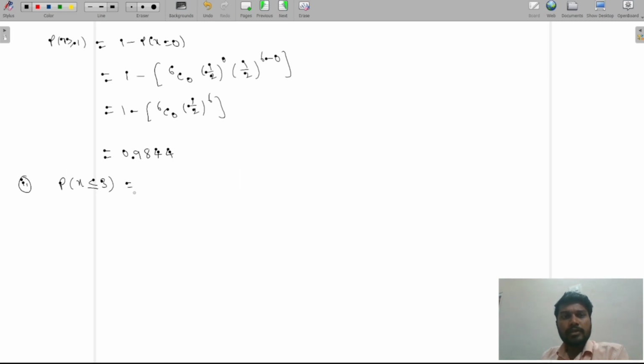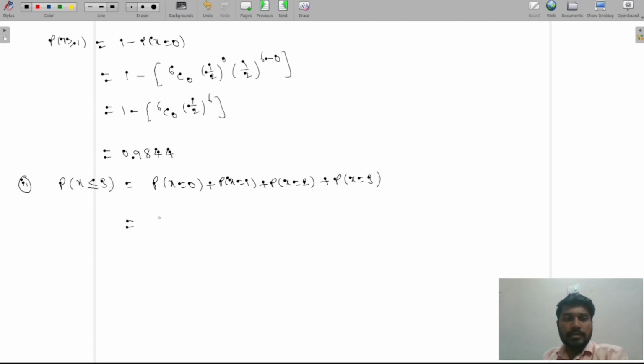What are the values of x here? 0, 1, 2 and 3, right? Because less than or equal to 3. So P of x equal to 0 plus P of x equal to 1 plus P of x equal to 2 plus P of x equal to 3. Now at every x value I am finding the binomial distribution and I will add those all.